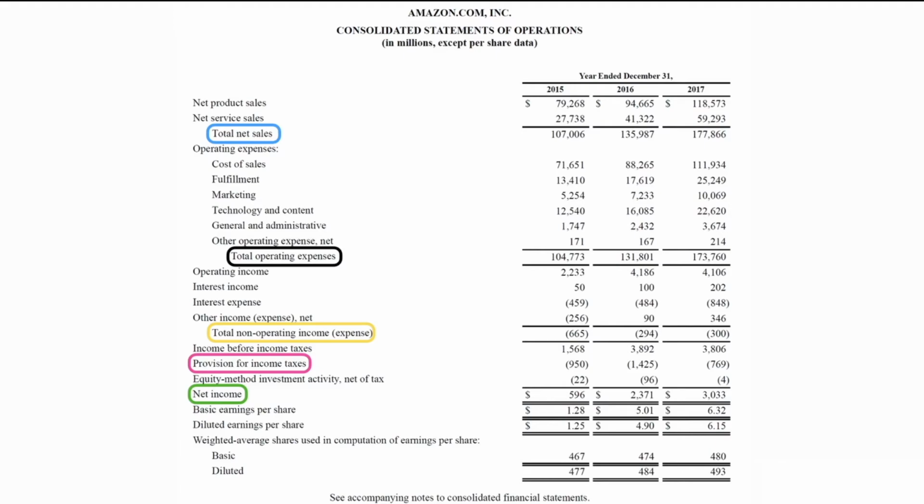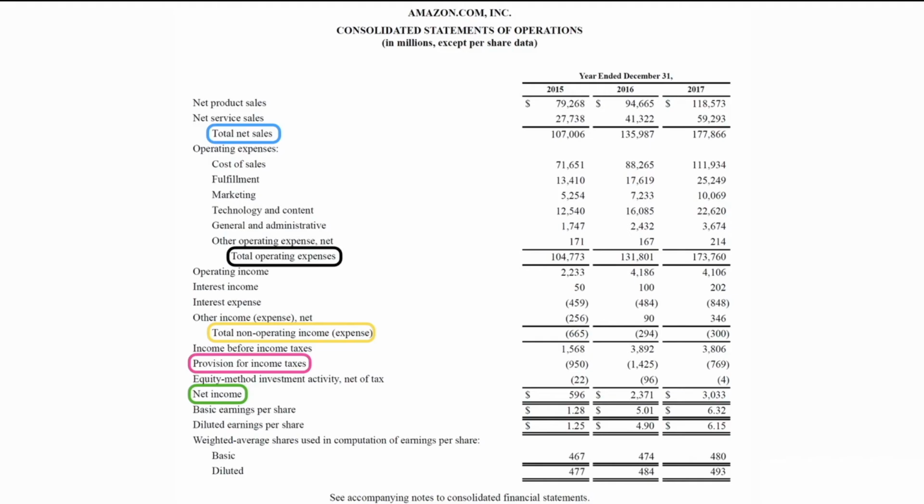First, we have total net sales. In Amazon's case, they have both product and service sales, because as you may know, Amazon offers both products, like their Amazon Basics line, and services, like Amazon Prime Video and Amazon Music, so their income statement reflects that variety.